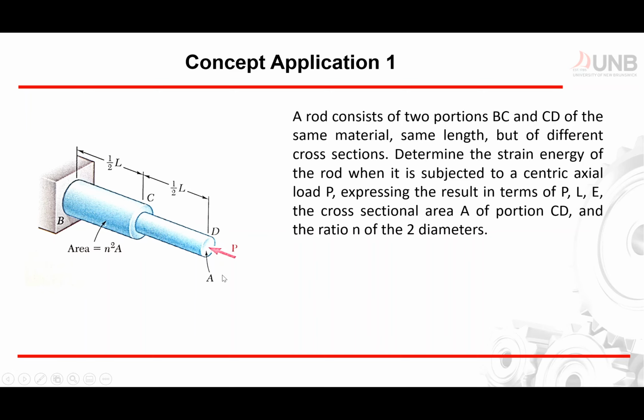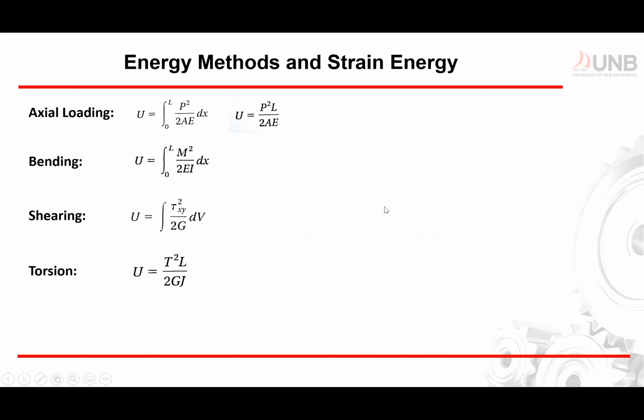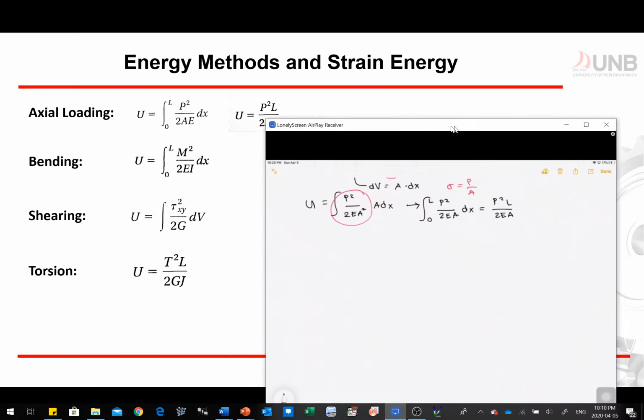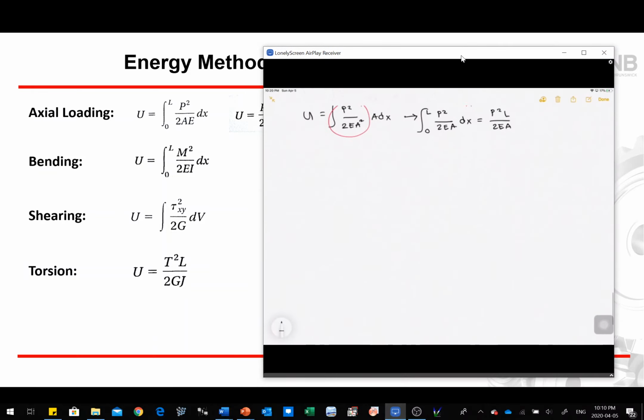So based on what is given right here, we have to calculate our strain energy. Now, this is axial loading P. If we go back to our equation, okay, let's go back here. So for axial loading, the equation is U is equal to P squared L divided by 2EA. So I'm going to drag my screen right here.